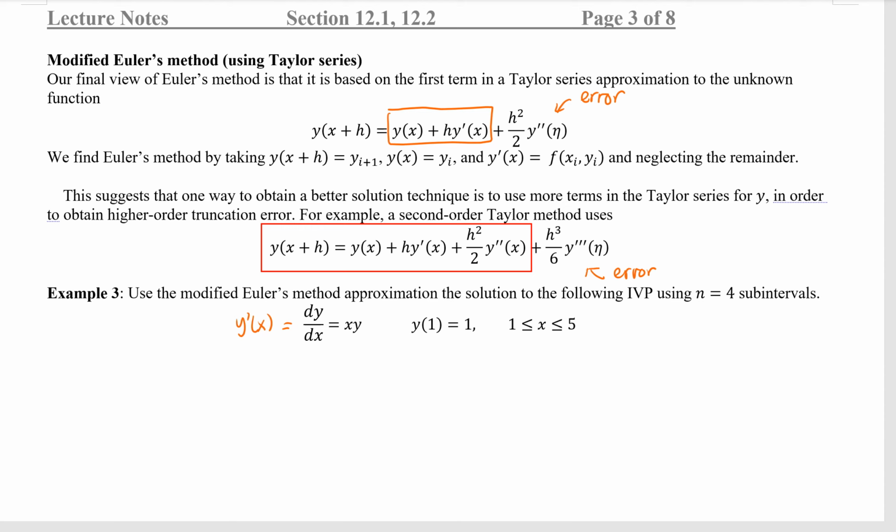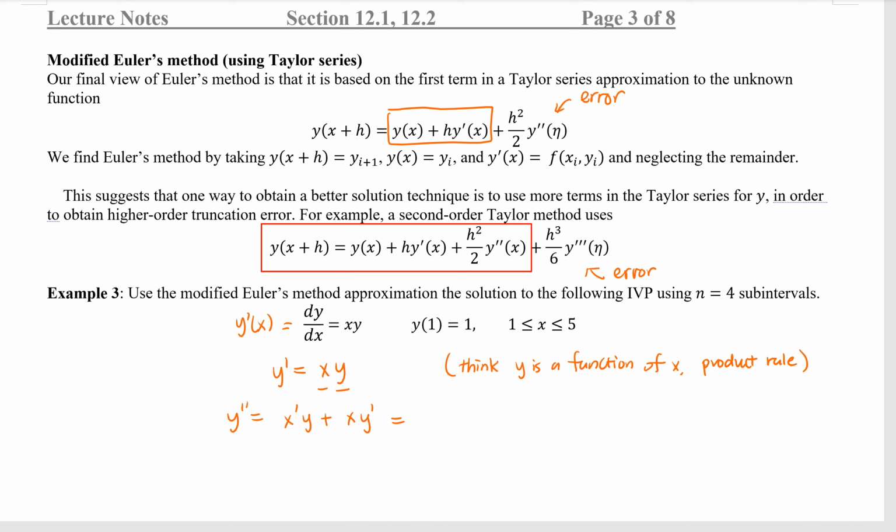How to get it? Well, this guy is y prime, right? So y prime equals xy. For y double prime, you just take the derivative of this. But we think of y as a function of x, so here we actually need the product rule. So we have x prime times y plus x times y prime. Okay, this is the product rule. We think of y as a function of x, so we need the product rule here.